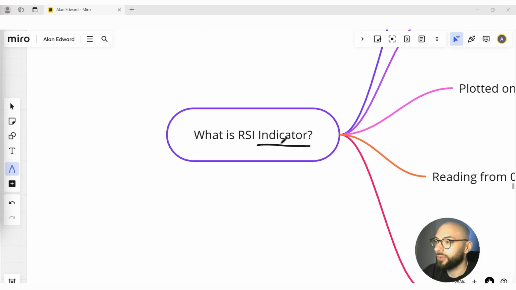So what is an RSI indicator? Well, the clue is in the name. It's an indicator, firstly. It's an indication of what could happen. We don't want to solely just blindly trade the RSI overbought and oversold condition. It won't work. We need to combine it with other things. But it's a good start to find potential reversal points.